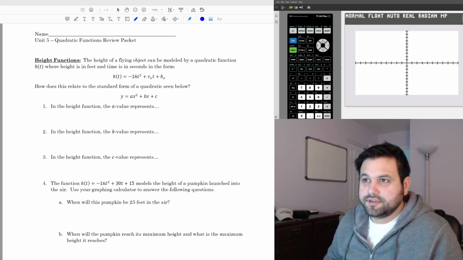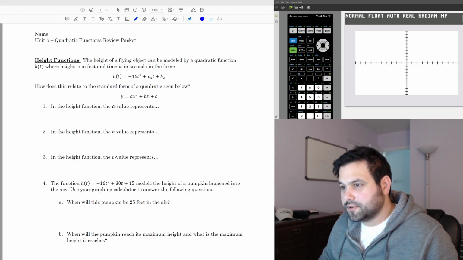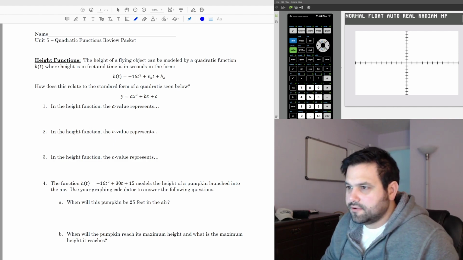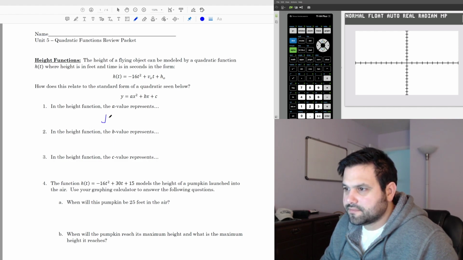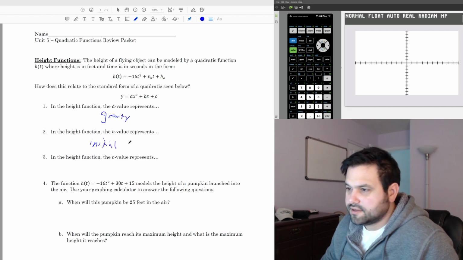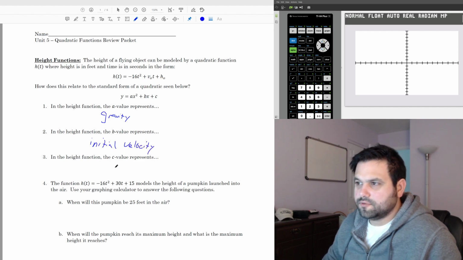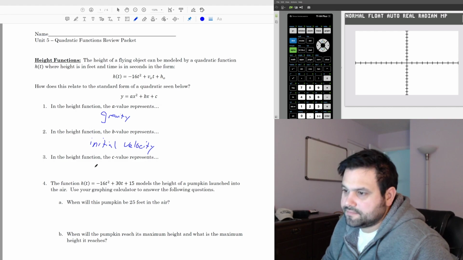All right, let's do the review packet. So we're on question 1. The A value represents gravity. The B value is the initial or starting velocity. And the C value would be the initial or starting height.